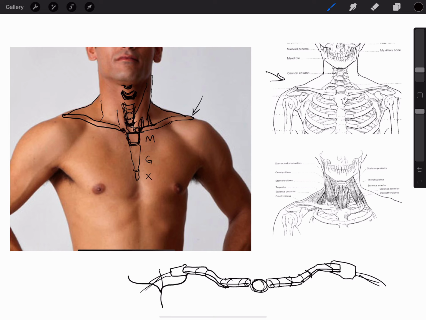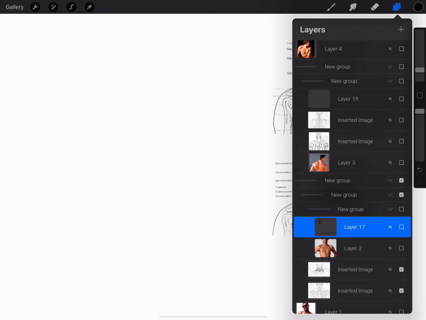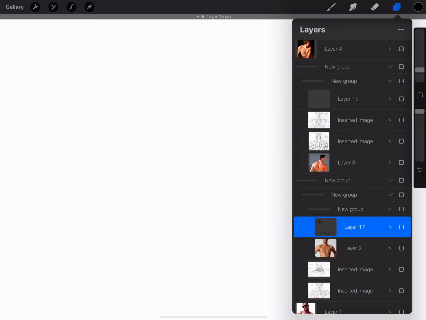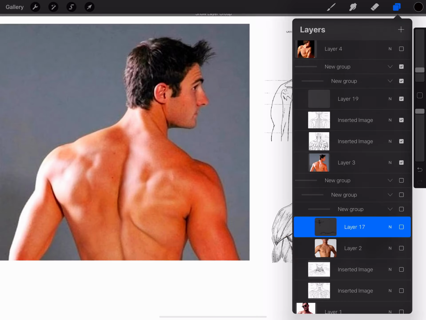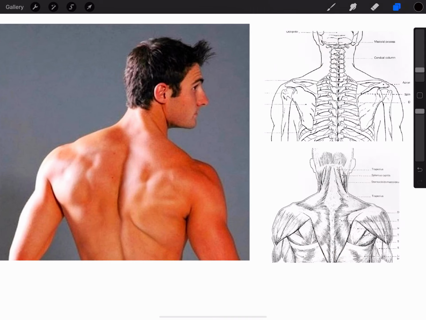Now, those are the muscles that you're going to see. Those are the bones you're going to see from the front. Now let's get rid of that guy for a second, and take a look at this new group, and we're going to look at a back view.